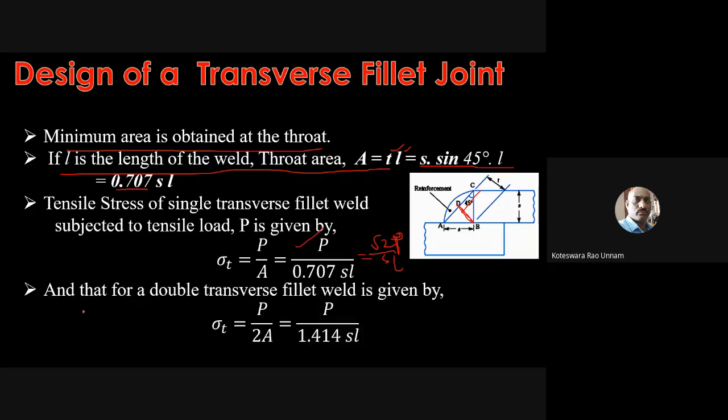In case of a double transverse, you will get 2 here, so it will be multiplied by 2. Therefore, what you are going to get is 2 by root 2 P by SL, and 2 by root 2 is nothing but 1.414 only. You are going to get only this relation. So this is how we can estimate the tensile stress in a transverse fillet.